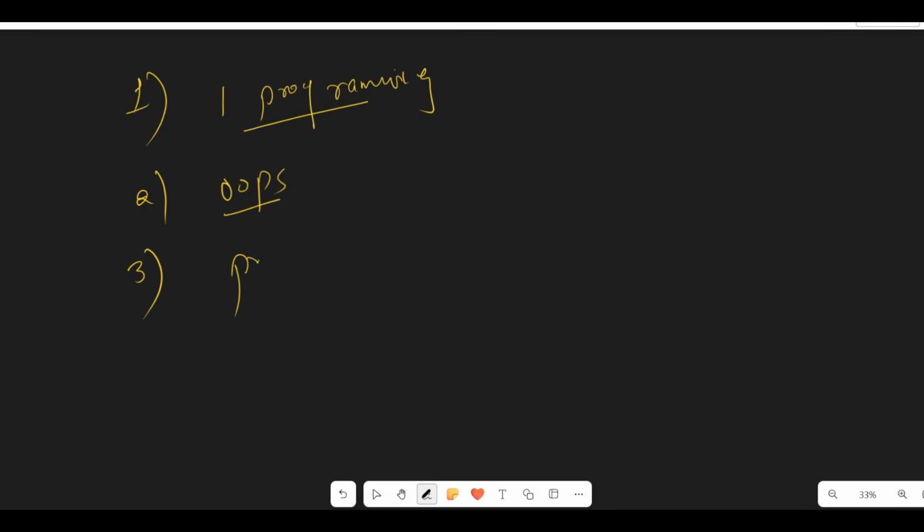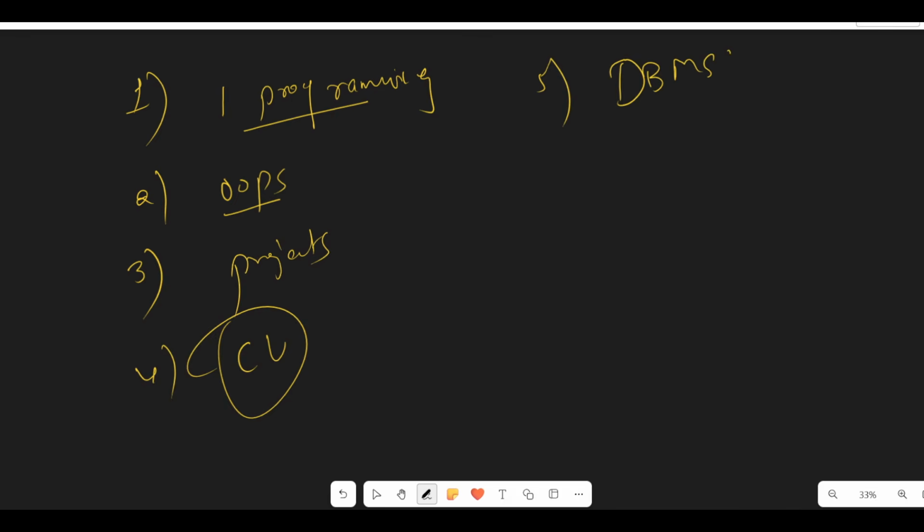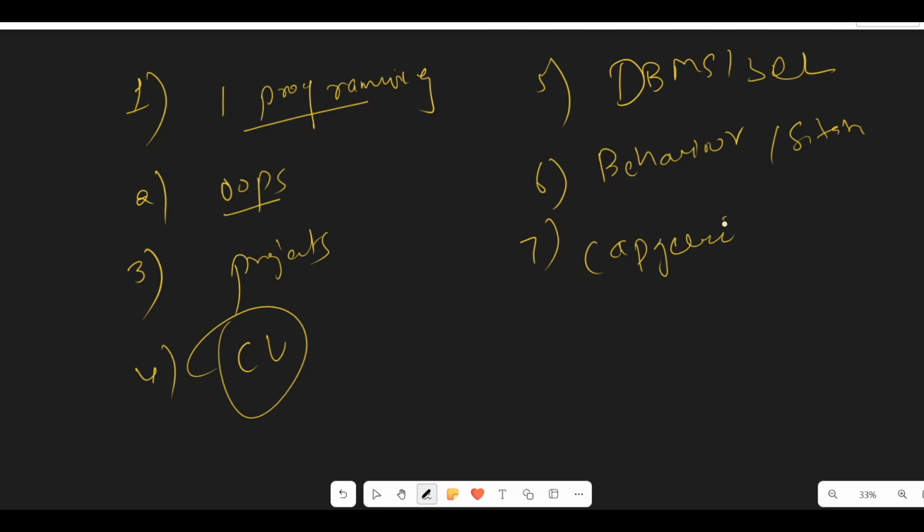If you want to prepare for Capgemini, I am giving you some basic things. First of all, prepare any one programming language, and OOPS. Projects you can prepare. If you have mentioned anything in your CV, be prepared for it. DBMS and SQL, please prepare for it. And behavior situational based questions. Also read about Capgemini. I think this will be enough. So all the best for your interviews.